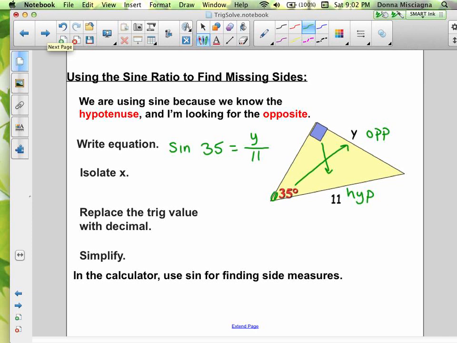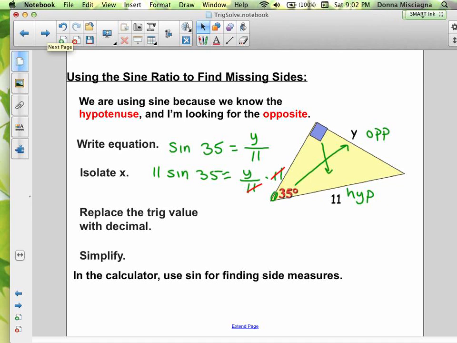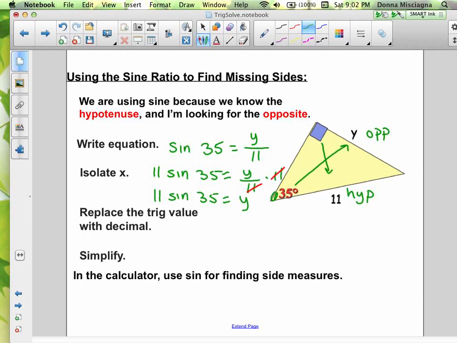All right, so now we need to isolate our variable, so I'll multiply both sides by 11. So we have 11 sine 35 equals y divided by 11 times 11. The 11's cancel. So that gives us 11 times sine 35 equals y. Of course, 11 times sine 35 is the exact answer. Let's get an approximation by replacing that trig value with the decimal. All right, so y is equal to 11.